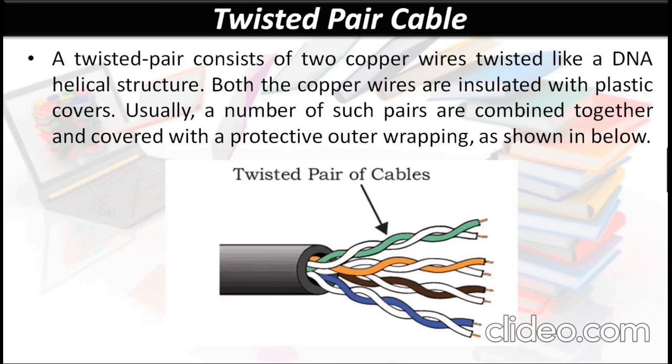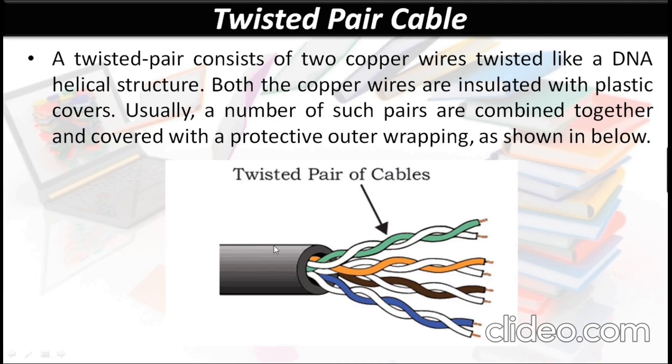Twisted pair cables. These twisted pair cables consist of two copper wires which are twisted like a DNA helical structure, so that you can find it in the image. We have shown how these two wires are twisted with each other, and both the copper wires are insulated with plastic covers, and there are usually a number of such pairs together covered with a protective outer wrapping. This is the outer wrapping.